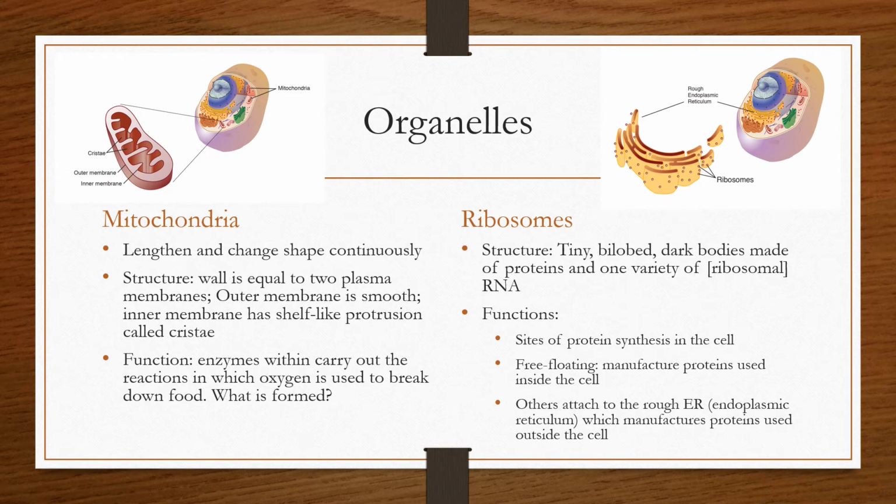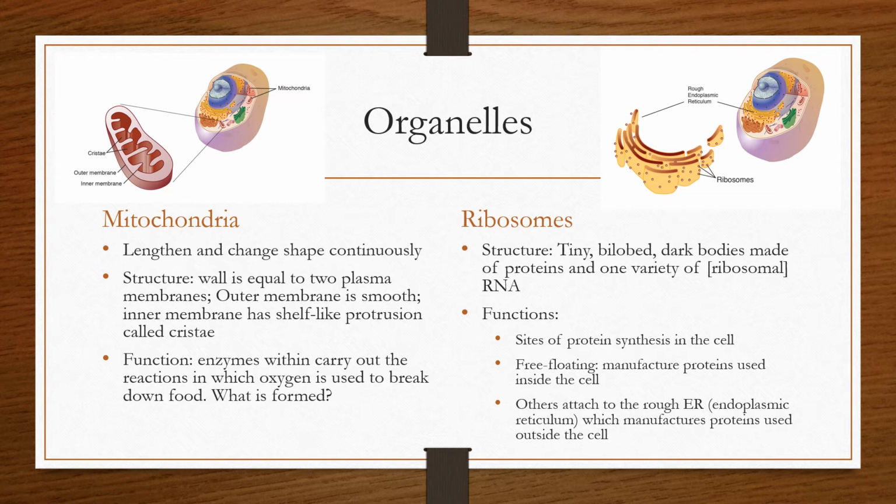Mitochondria. I always thought mitochondria looked kind of like a little pill bug. I think a lot of people liken it to a sausage, but they do lengthen and change shape continuously. The structure is a wall that is equal to 2 plasma membranes, so it's very thick. The outer part of that membrane is smooth, and the inner membrane has shelf-like protrusions called cristae. The function is that enzymes within carry out reactions in which oxygen is used to break down food.